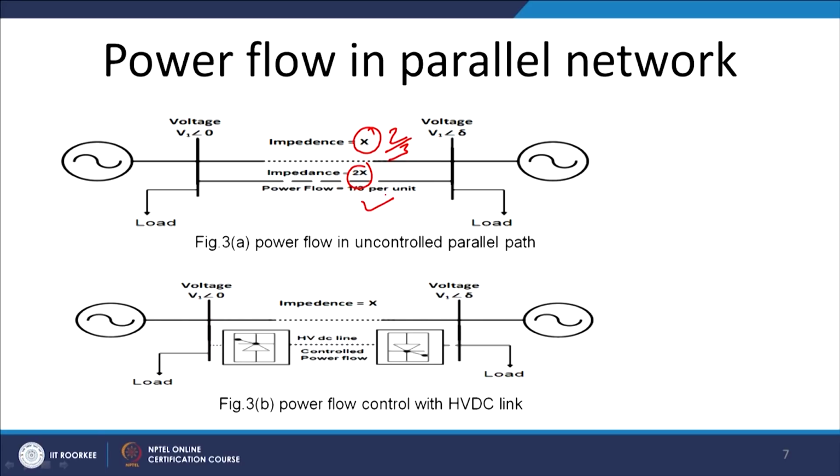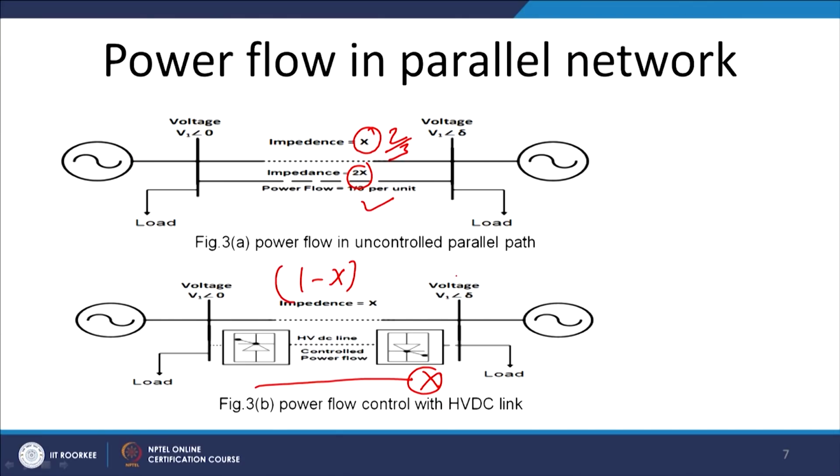Another solution we can think about is, with the uncontrollable line whose power is governed by the impedance of the line, we can put an HVDC link in between. This HVDC link is controllable, thus it can take x amount of power and 1 minus x amount of power will flow through the uncontrolled line. Since x is controllable, 1 minus x is controllable, and we have to maintain the power flow of this line within its operating point governed by thermal limit, dielectric limit and steady state limit.